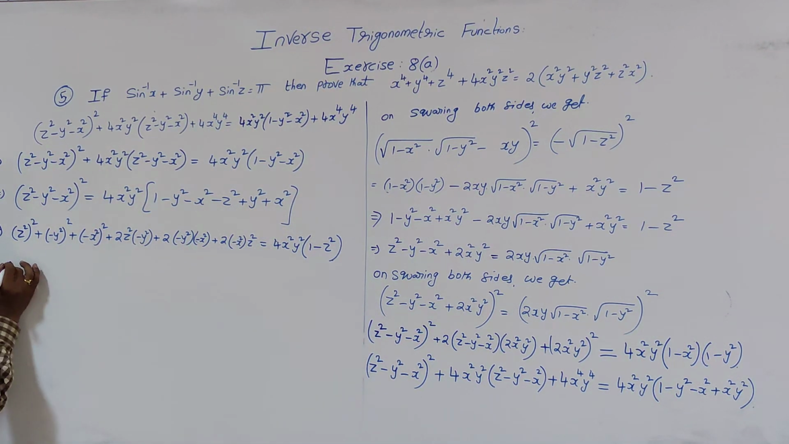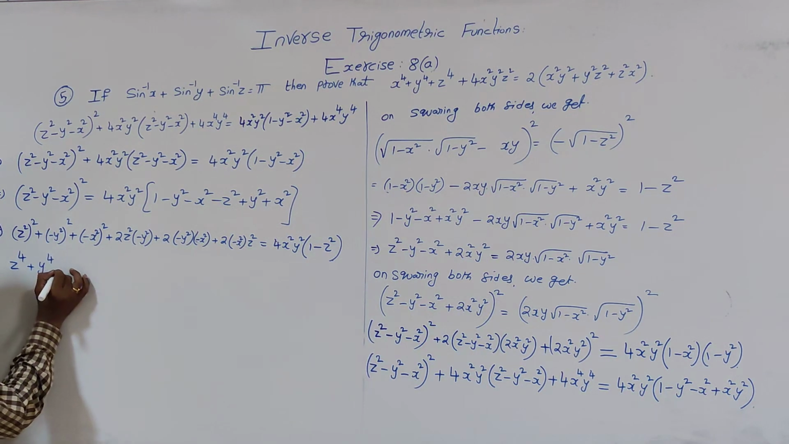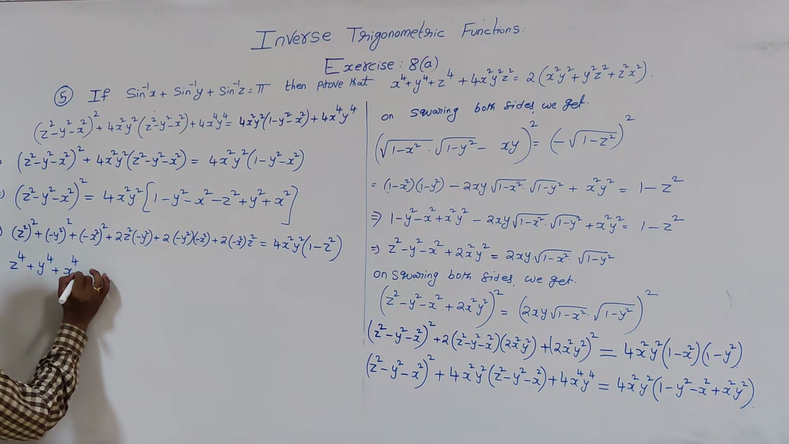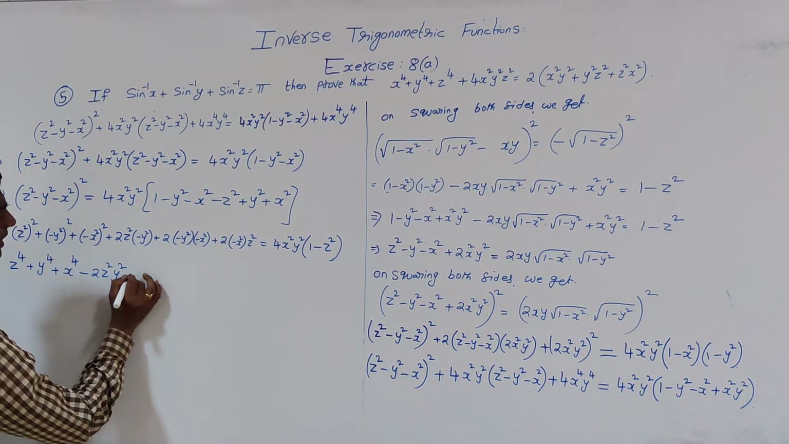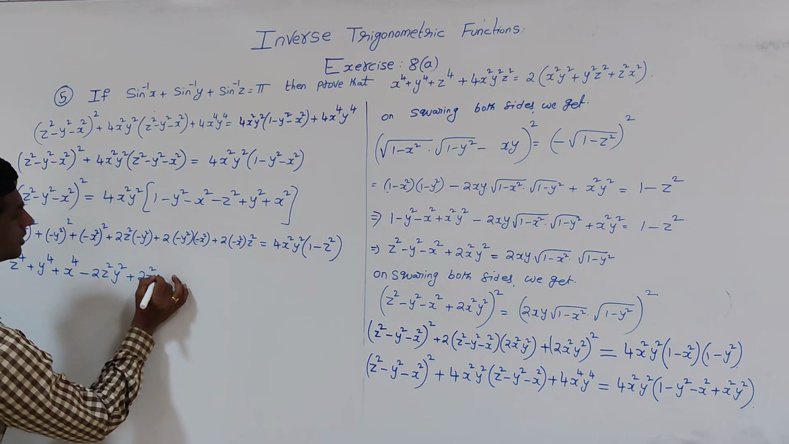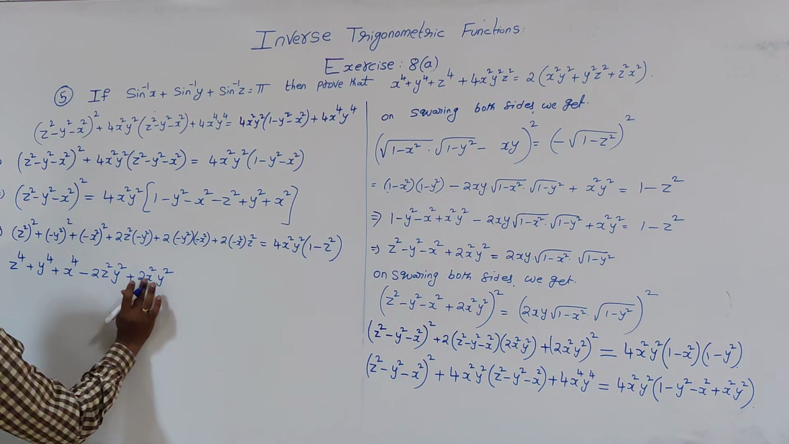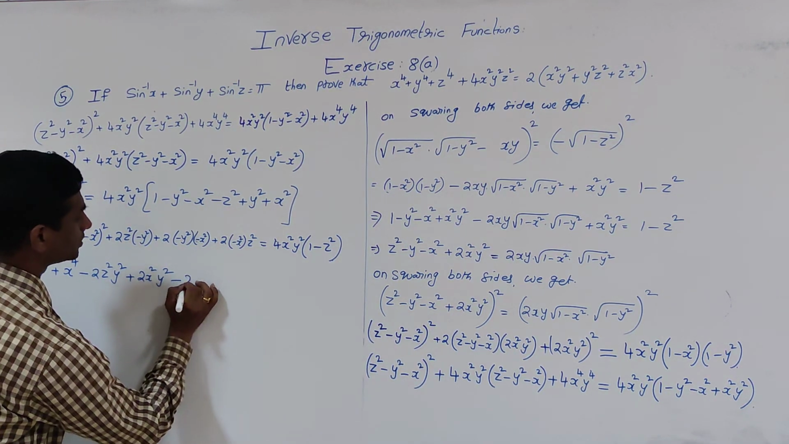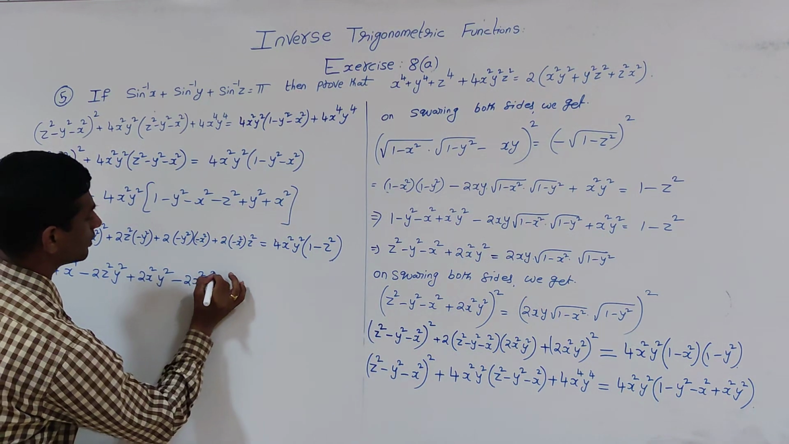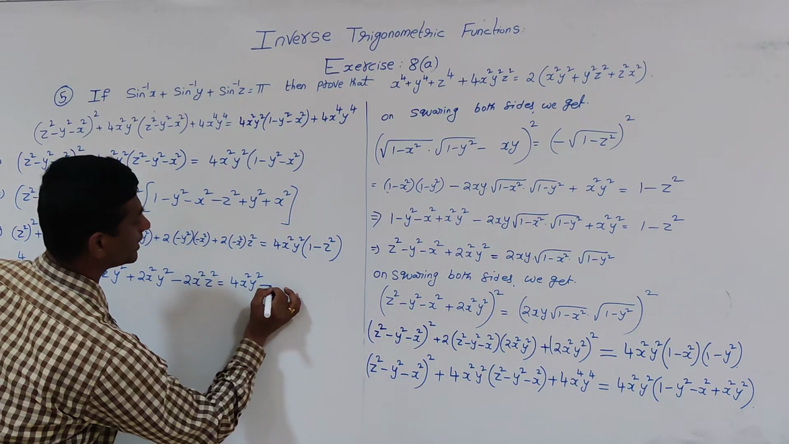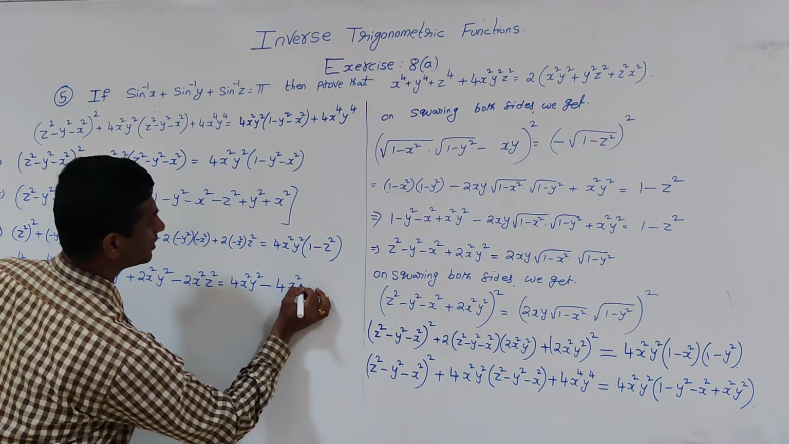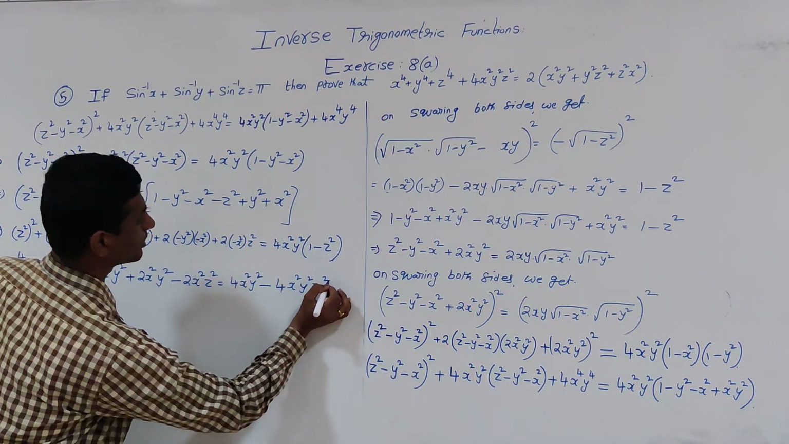So it will be z to the power 4 plus y to the power 4 plus x to the power 4 minus 2z²y² plus 2x²y², because minus into minus becomes plus, minus 2x²z² is equal to 4x²y² minus 4x²y²z².